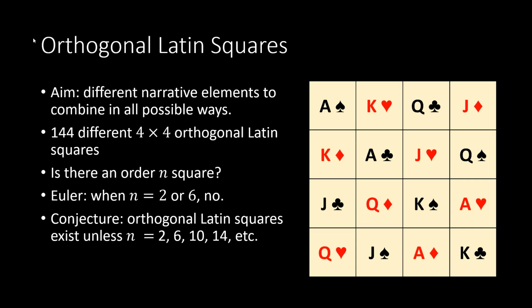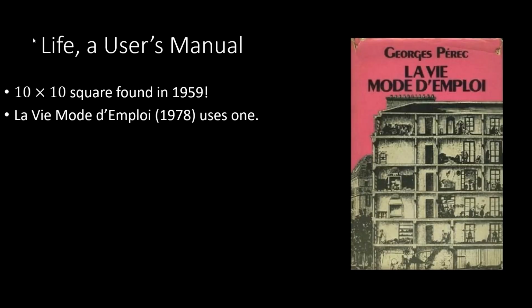And he conjectured, okay, 2 and 6, they are both 2 more than a multiple of 4. I conjecture, he said, that there are always going to be solutions to this, except when n is 2, 6, 10, 14, and so on. So this is his conjecture. There definitely aren't any when n is 2 and when n is 6. Now, fast forward a couple of hundred years, and a 10 by 10 orthogonal Latin square was found in 1959. To everyone's surprise, perhaps. They do exist, and actually 14 and 18 do exist as well. So Euler, for once, was wrong. He wasn't often wrong. He was wrong in this one.